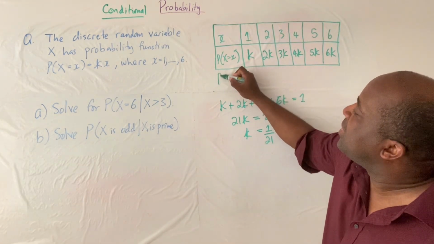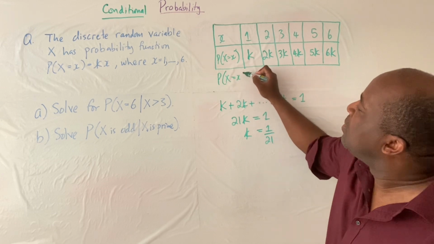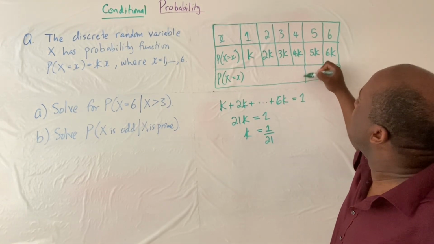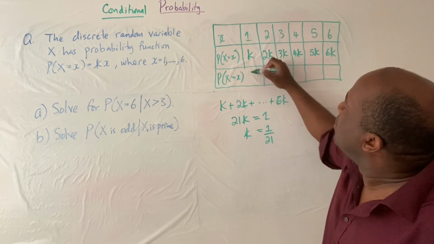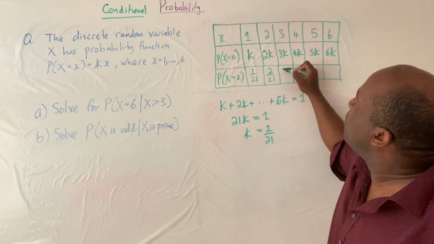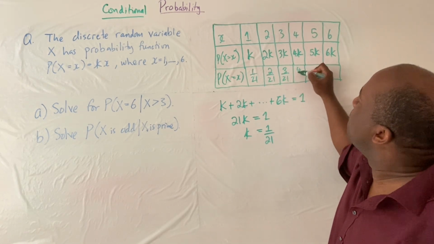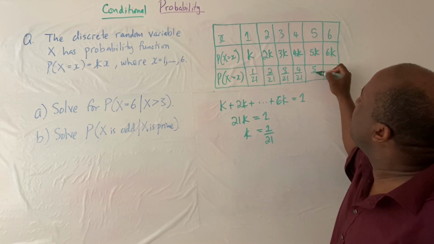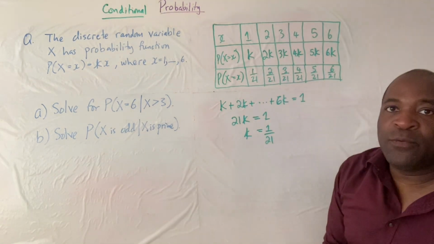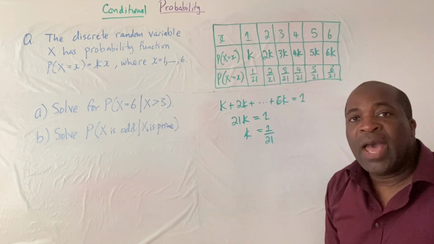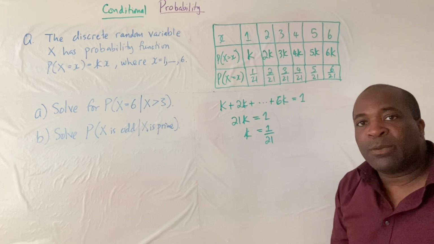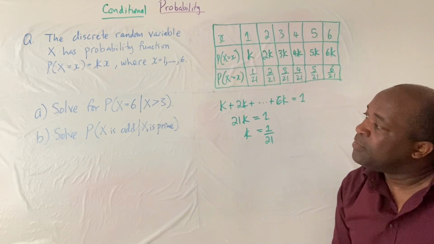Therefore, the probability that X is equal to x, we can put it below if we want. So that's 1 over 21, 2 over 21, 3 over 21, 4 over 21, 5 over 21, and 6 over 21. Even when there's an opportunity to simplify, I will leave the denominators the same so that it is easy to add or subtract, as may be the case.